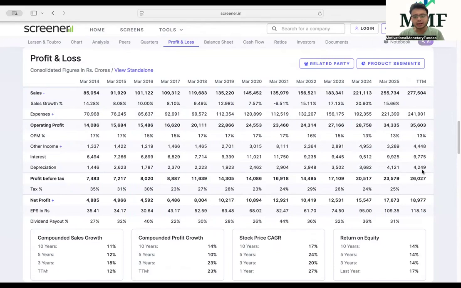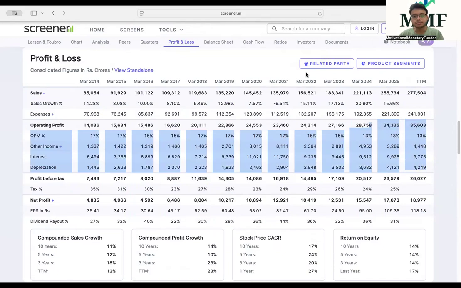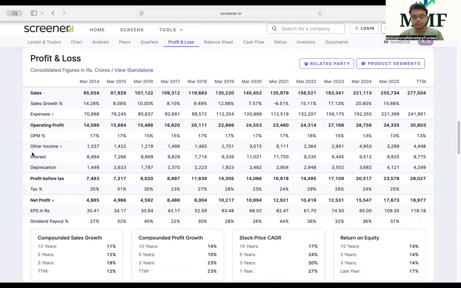Correct. So basically, if I ignore my depreciation, from this 277,504 I'll subtract interest, I'll subtract everything, but I will not subtract depreciation. Correct? So this is something that will give me my EBITDA. Other income again has to be taken into account separately. It's not a part of EBITDA, right?